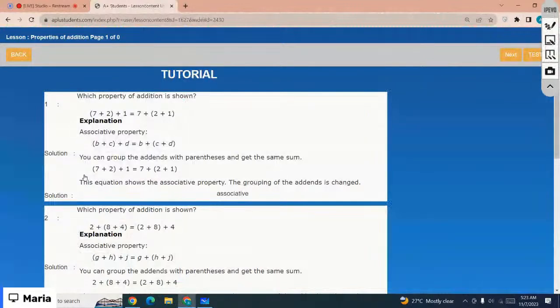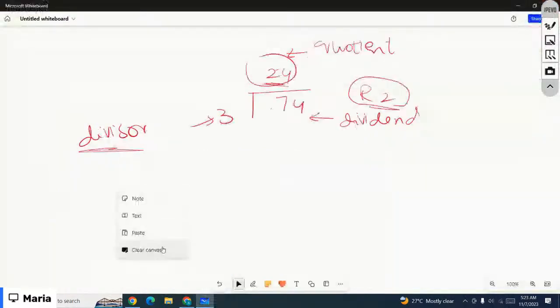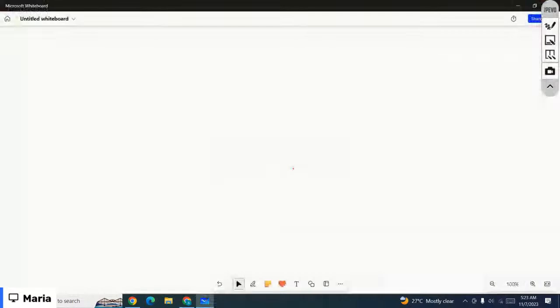So we're going to learn the properties of addition. I'm going to explain the different properties of addition. The first property of addition is the commutative property.